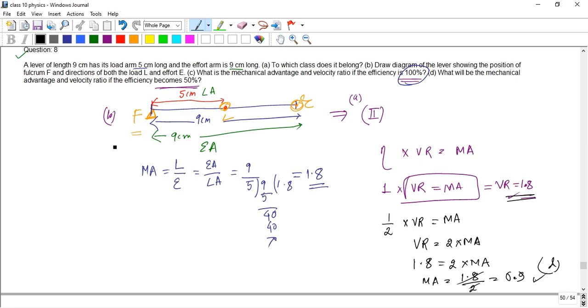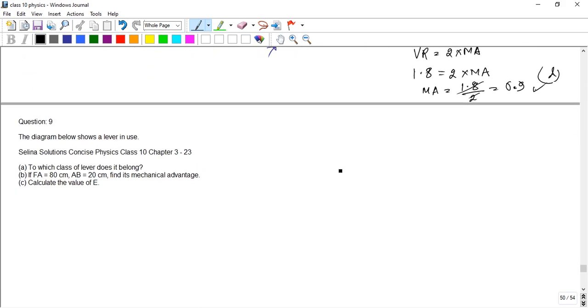Now, question number 9. Here is the diagram. First we put the diagram here, like the diagram in that question: effort here, load here, fulcrum point here. The first question: to which class of lever does it belong? Very easy question. Basically, if the load is between the effort and the fulcrum point, then it belongs to a class 2 lever.